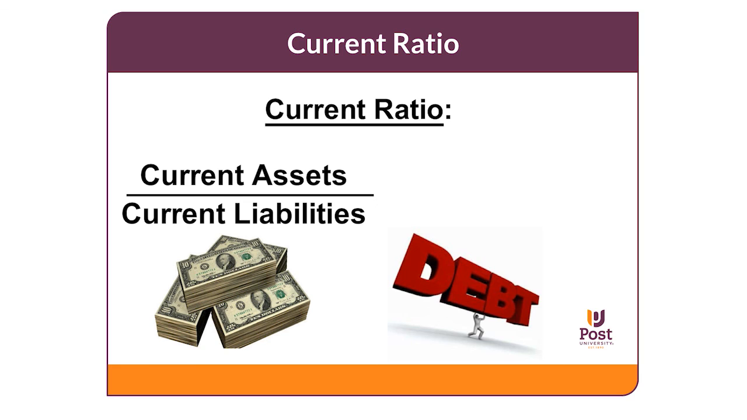From the balance sheet on the previous slide, we had current assets of $12,000 and current liabilities of $5,000. $12,000 divided by $5,000 equals 2.4. A current ratio of 2.4 is very good. It appears that this company will have plenty of cash to pay off their upcoming debts.